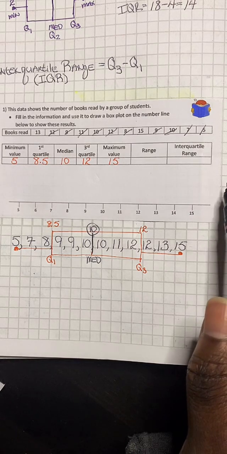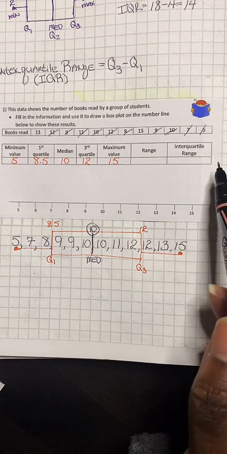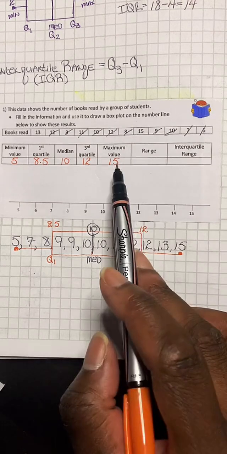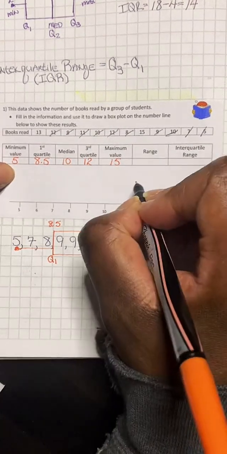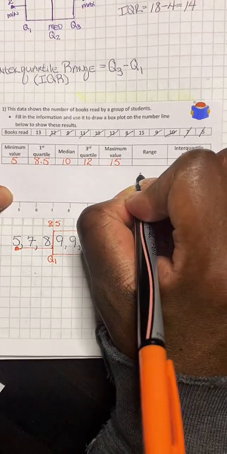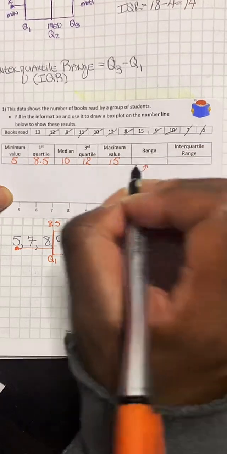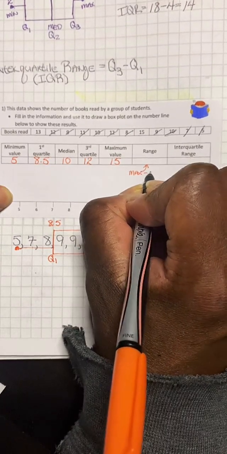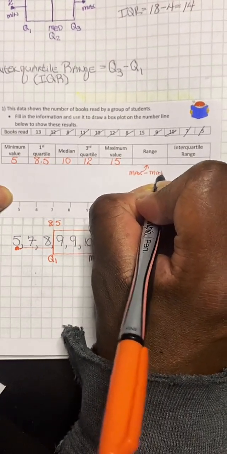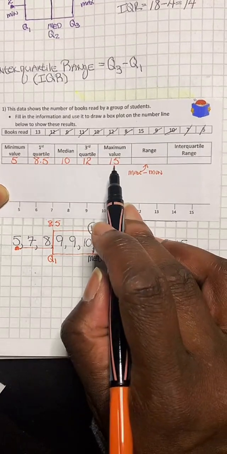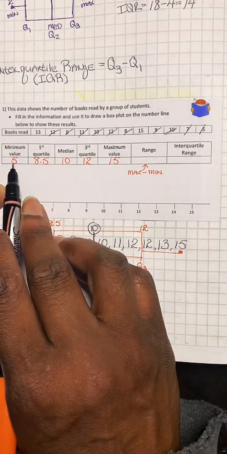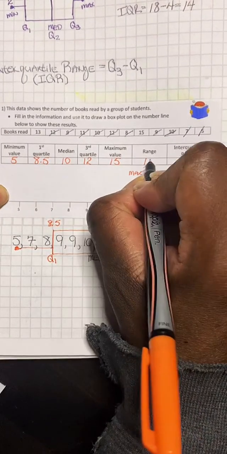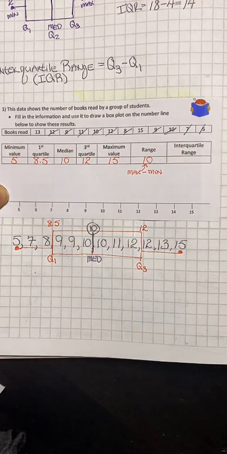All right. It is your max and your min. So it should be 10. Yes. So all you're doing is taking your max for the range. I'm going to write it relatively small. So for the range, it's going to be your max point minus your min point. So our maximum was 15. Our minimum is 5. 15 minus 5 gives us our 10.